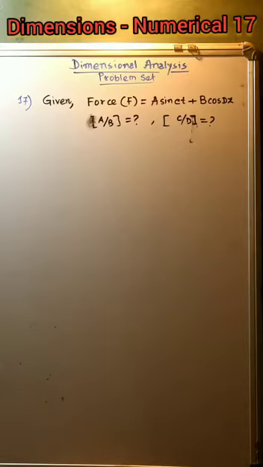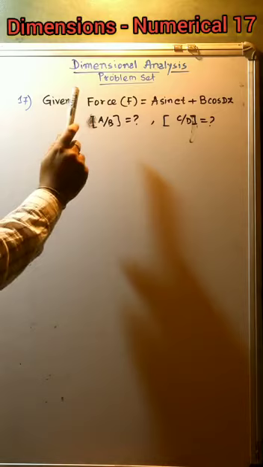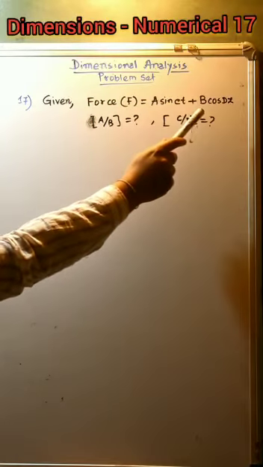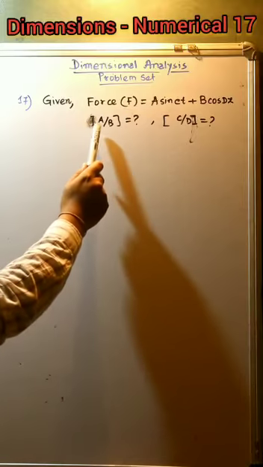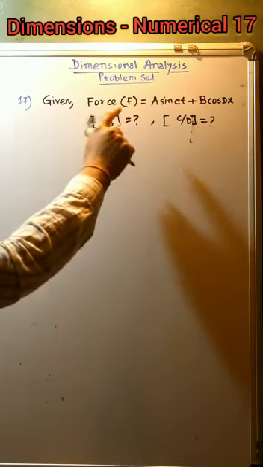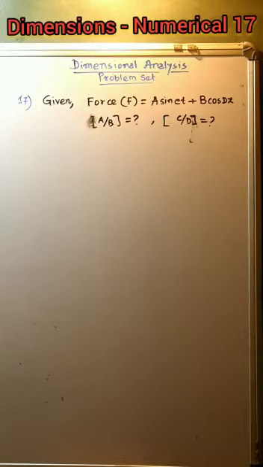Now we have to solve numerical number 17 of the problem set in connection with the chapter dimensional analysis. According to this numerical, the equation of force F is given, which is A sin ct plus B cos dx. We have to find the dimension of A by B and dimension of C by D. So here we can find the dimension of A.